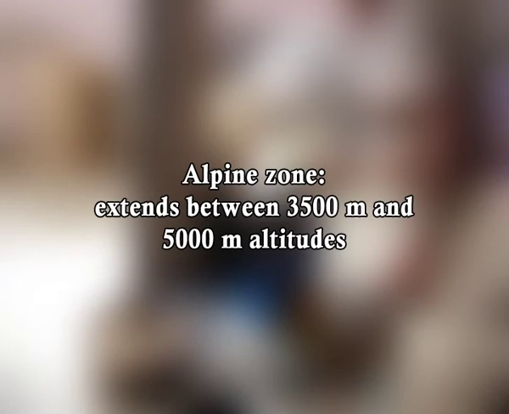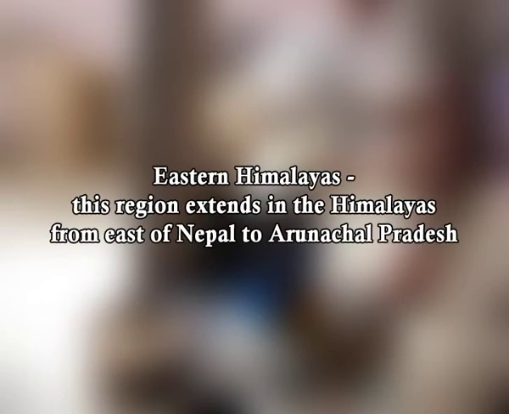Number 3, alpine zone. This zone extends between 3500 meter and 5000 meter altitudes. The rainfall is scanty and climate is very cool and dry. The vegetation consists of alpine forests. Number 2, eastern Himalayas. This region extends in the Himalayas from east of Nepal to Arunachal Pradesh.